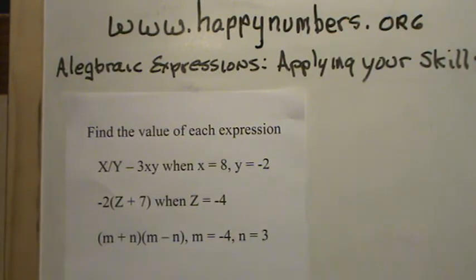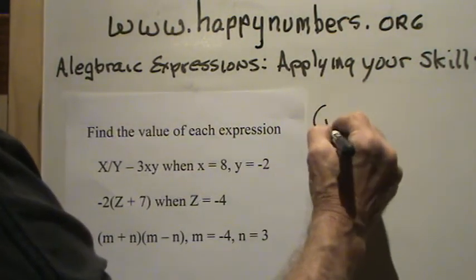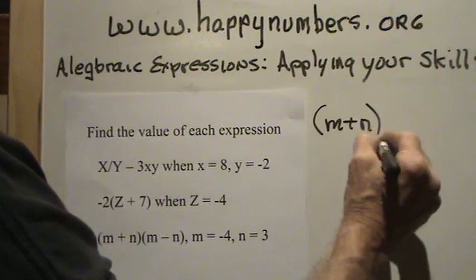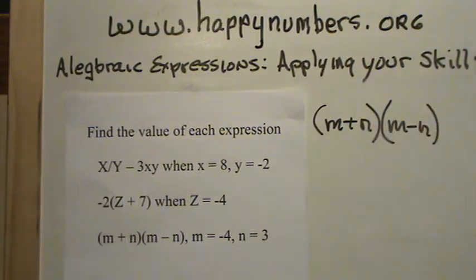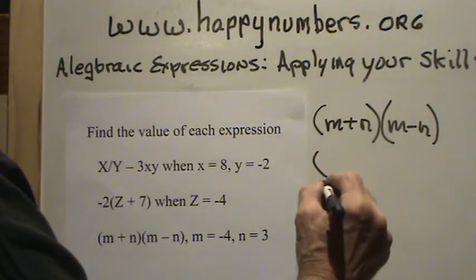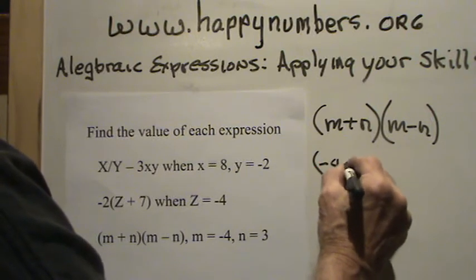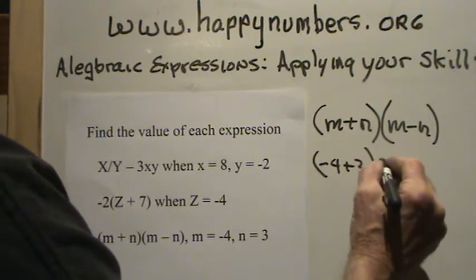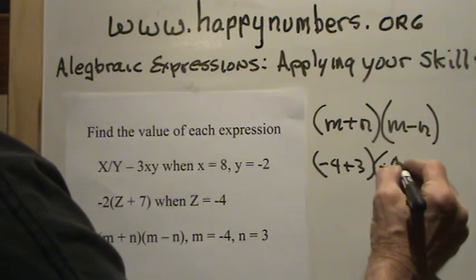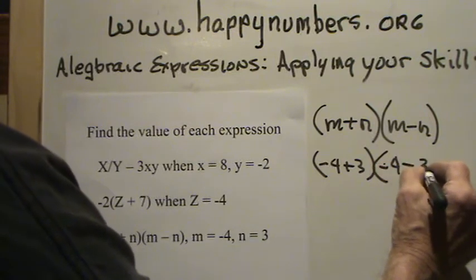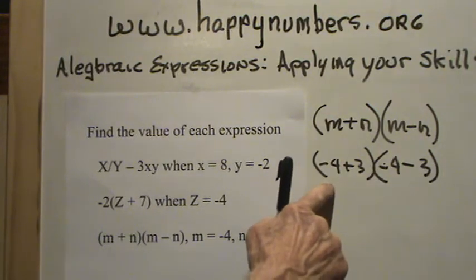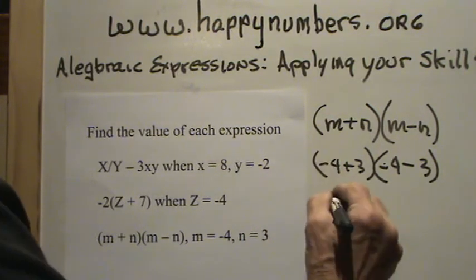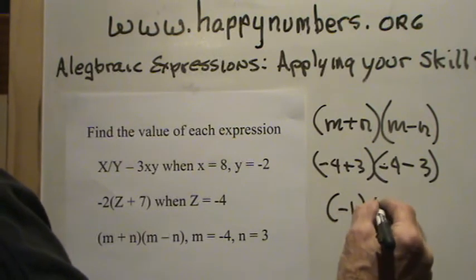Let's take a look at the last one here. M plus n times m minus n. They tell us m is negative 4, n is 3. Okay, so we'll substitute negative 4 plus 3 times negative 4 minus 3. Okay, let's do this parentheses first. Negative 4 plus a positive 3 is a negative 1.